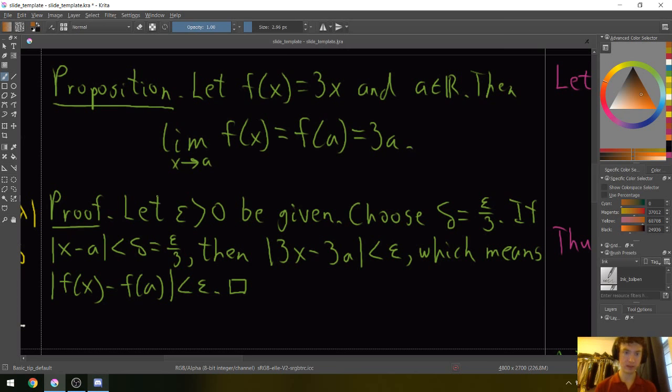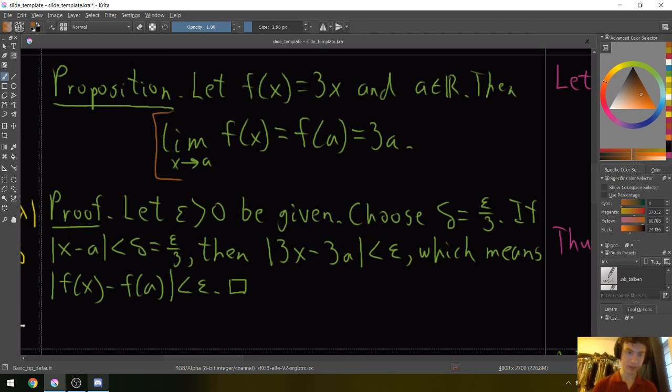This will be our model for the rest of the proofs. We're going to be writing many epsilon delta proofs, so this is a prototype for what they look like, and it's just an extension of what we saw in the picture. Here's the statement of the proposition. Let f of x equal 3x, that's the function we're talking about, and let a be any real number. That's the base point, the limit point in the previous drawing. Those are the assumptions. Here's the conclusion: the limit as x approaches a of f of x equals f of a, which here happens to be 3a.